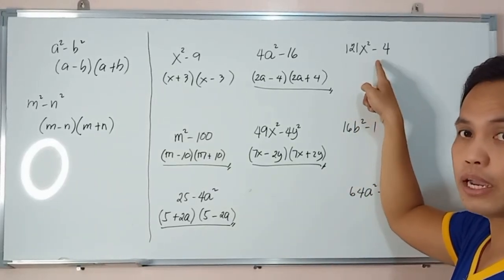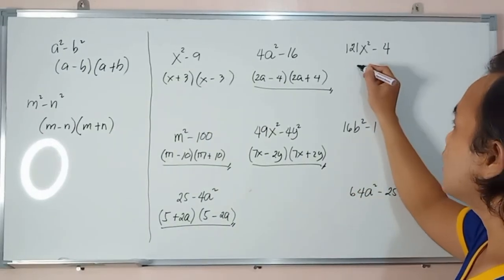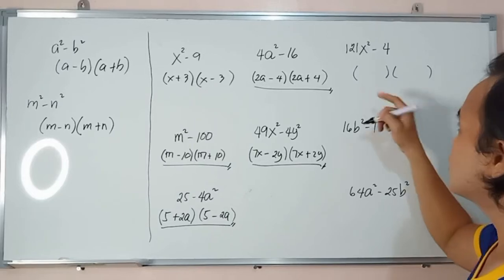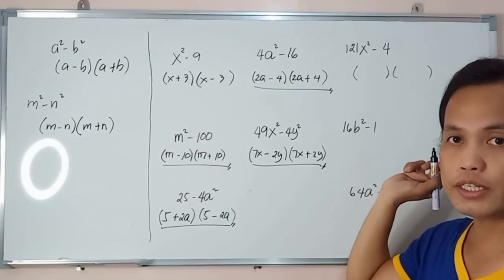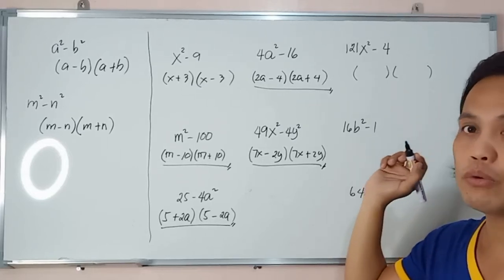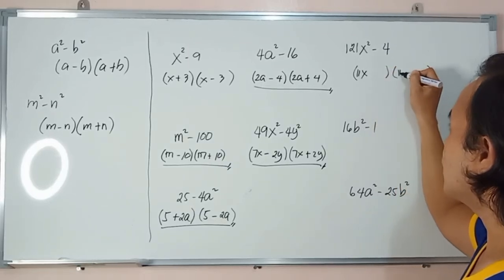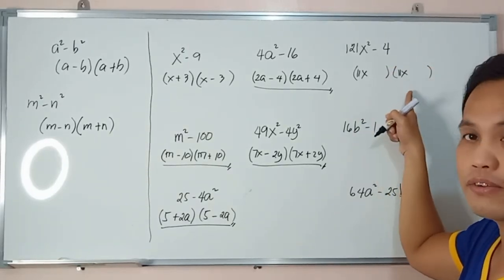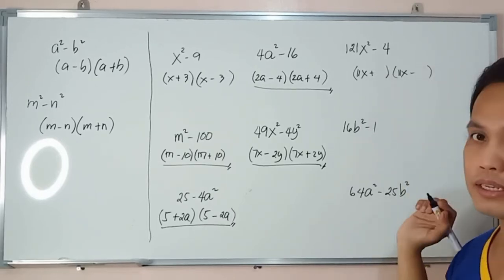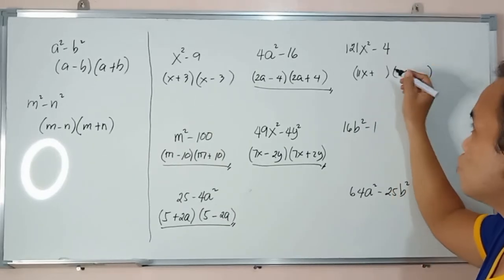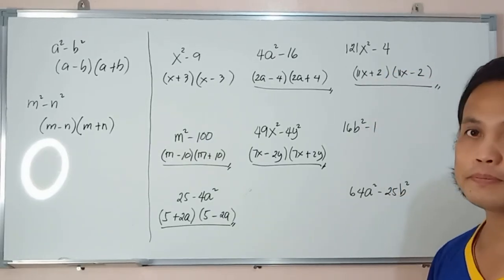121x squared minus 4. So 121 is a perfect square. So we write binomials here. The square root of 121 is 11 and the square root of x squared is x. So the square root of 121x squared shall be 11x. So we write here 11x times 11x. Then plus minus, or you can say minus plus. The square root of 4 is 2, so we write 2 and 2. These are now the factors.